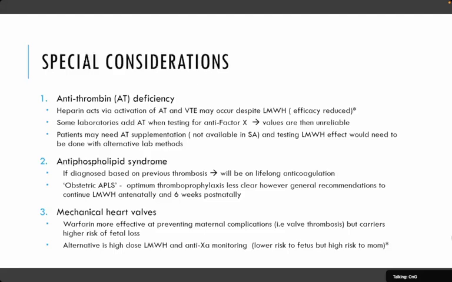And in those patients with mechanical heart valves, as we mentioned, warfarin is more effective at preventing maternal complications such as valve thrombosis, but it carries a higher risk of fetal loss. The alternative in such patients would be to use a high dose of low molecular weight heparin and institute anti-10A monitoring. This would pose a lower risk to the fetus, but a higher risk to the mom. But anyway, these very high-risk pregnancies are ideally managed by a specialist multidisciplinary team, with care started preconceptually.